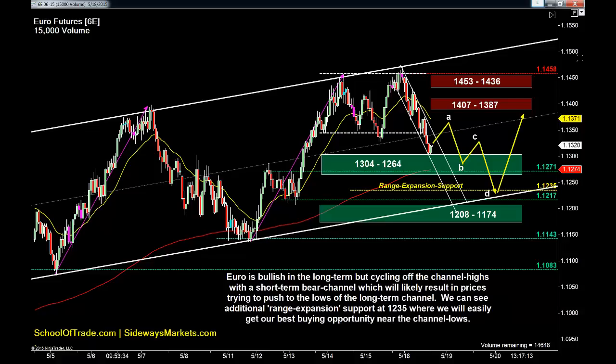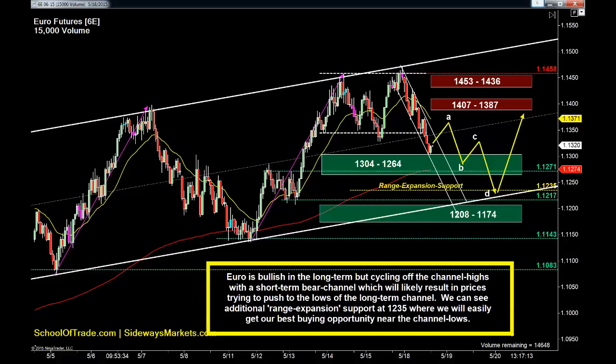So, let's get right at it. Here's the Euro futures, the 6E. As you can see here, Euro is bullish this evening. Euro bullish in the long term, but cycling off the channel highs with a short-term bear channel, which will likely result in prices trying to push down to those lows of this long-term channel. We can see additional range expansion support down at 1235, where we will easily get our best buying opportunities near these channel lows. Okay, let's talk about this.